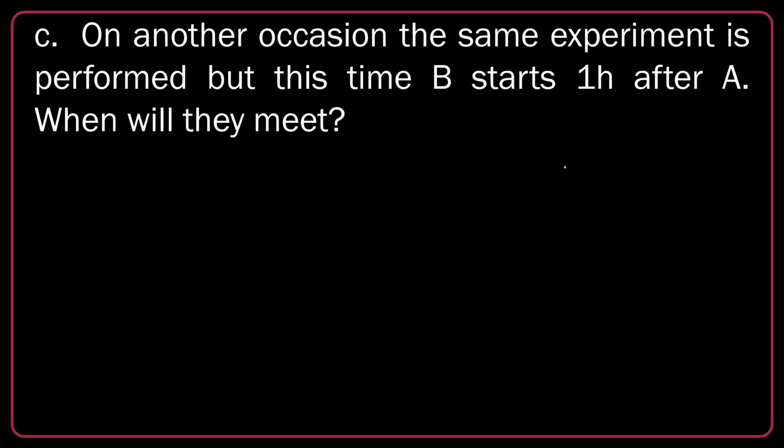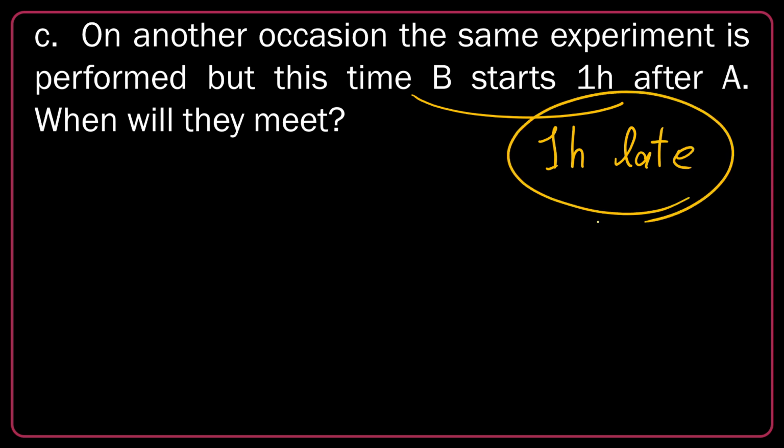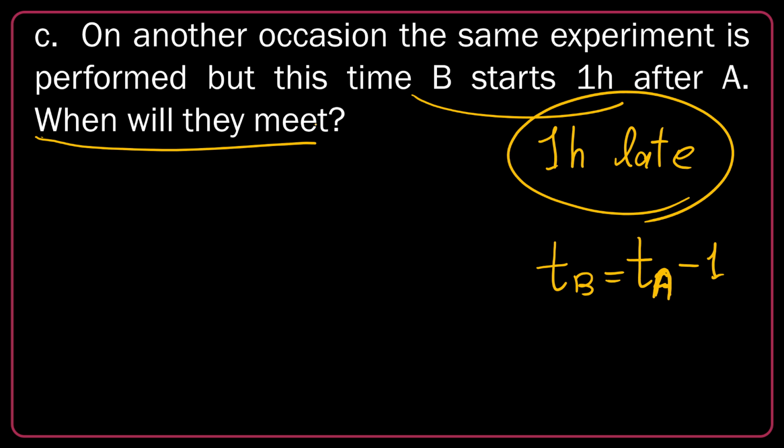On another occasion, the same experiment is performed, but this time B starts 1 hour after A. So B is 1 hour late. So the time of the journey for B is going to be the time of A minus 1. As it is late, it will travel for less time, 1 hour less. It is very important. So to find when they meet, first, pay attention. We will do the same thing as before.